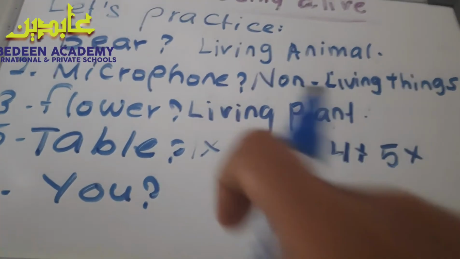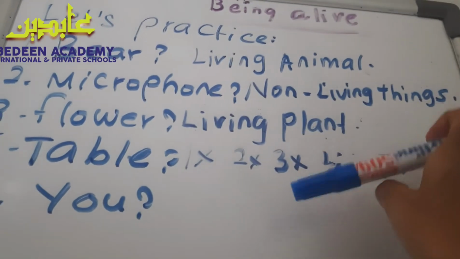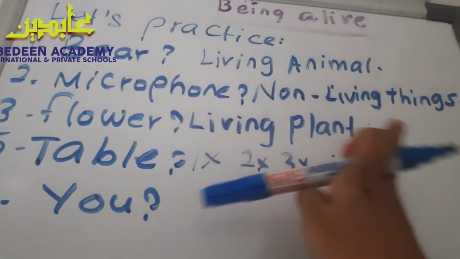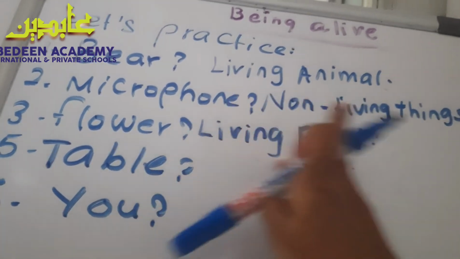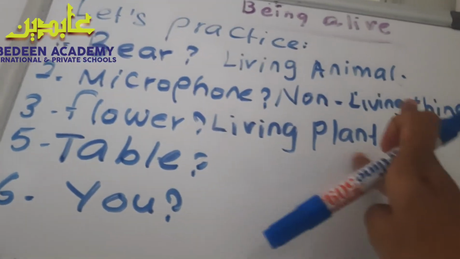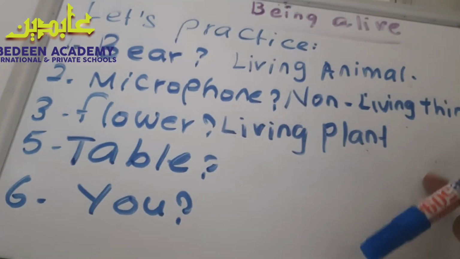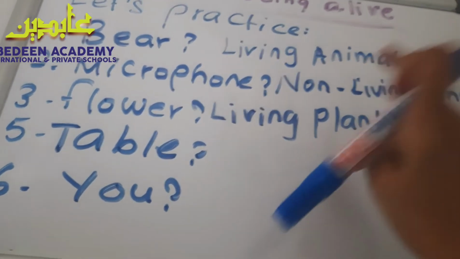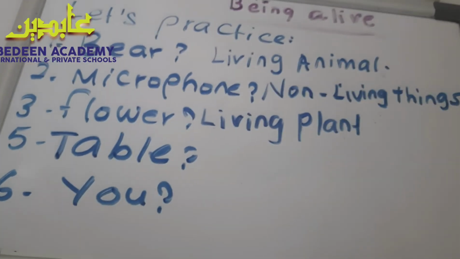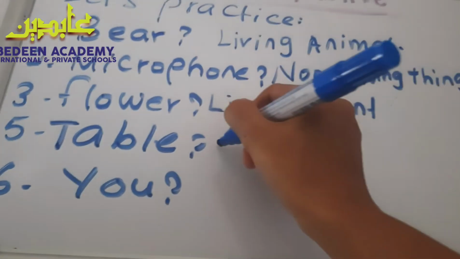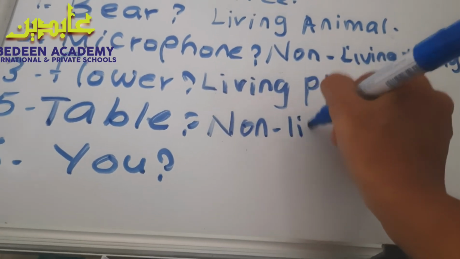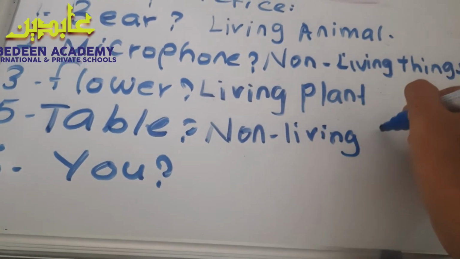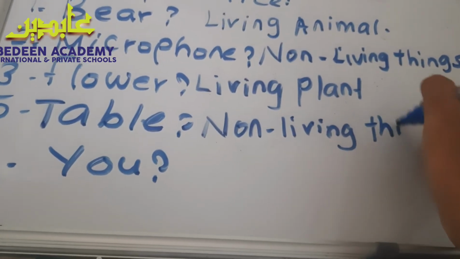So, if we checked all of it, what do you think? Is it a living thing or a non-living thing? What is it? Table. It doesn't tick all of our 5 elements to be a living thing, right? So it is non-living things. Very good. Non-living things. All right.